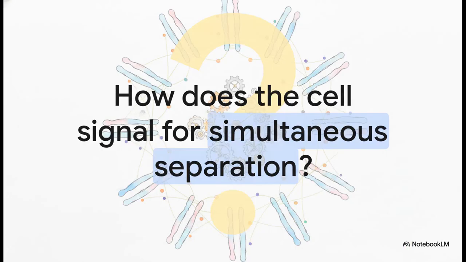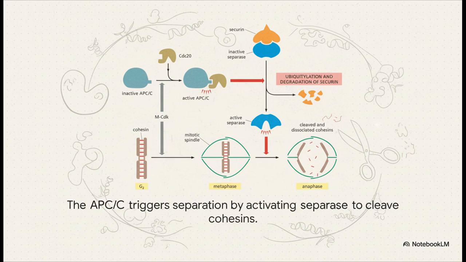Okay, so everything is perfectly aligned. This is the point of no return. But how does the cell coordinate this? How does it make sure that every single pair of sister chromatids separates at the exact same instant? The signal comes from a machine called the anaphase promoting complex, or APC/C. Once it gets the all-clear signal, the APC/C goes and destroys a protein called securin.